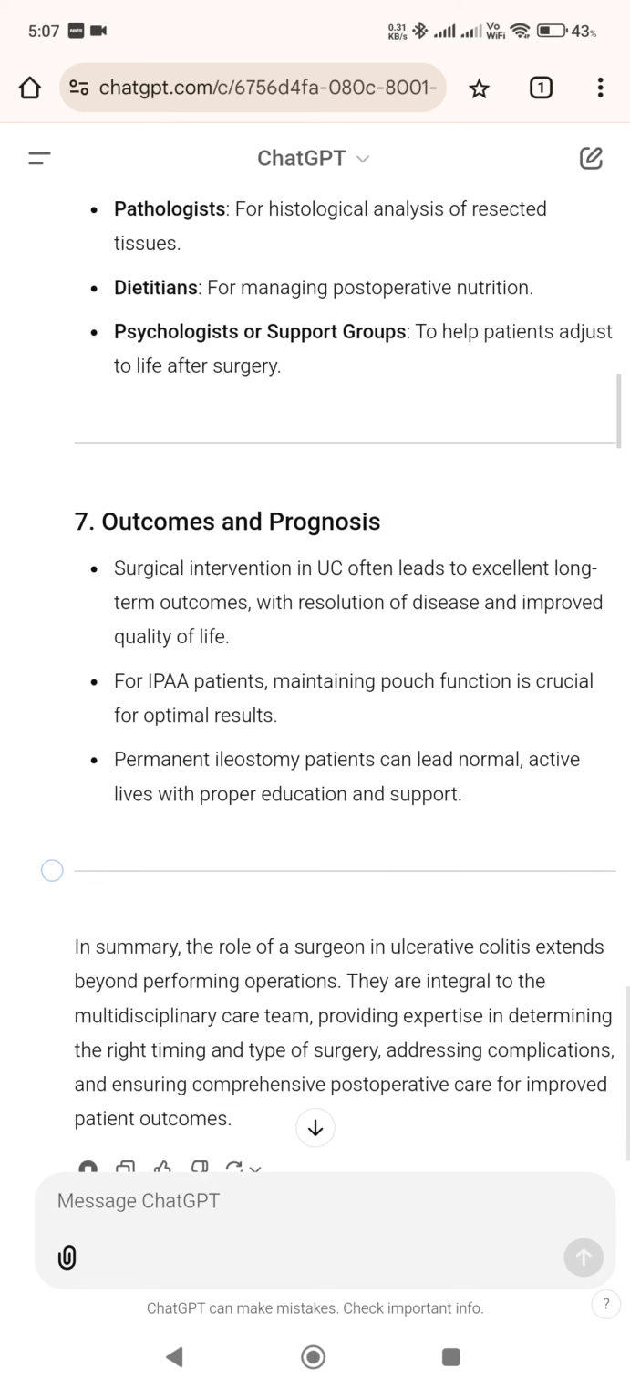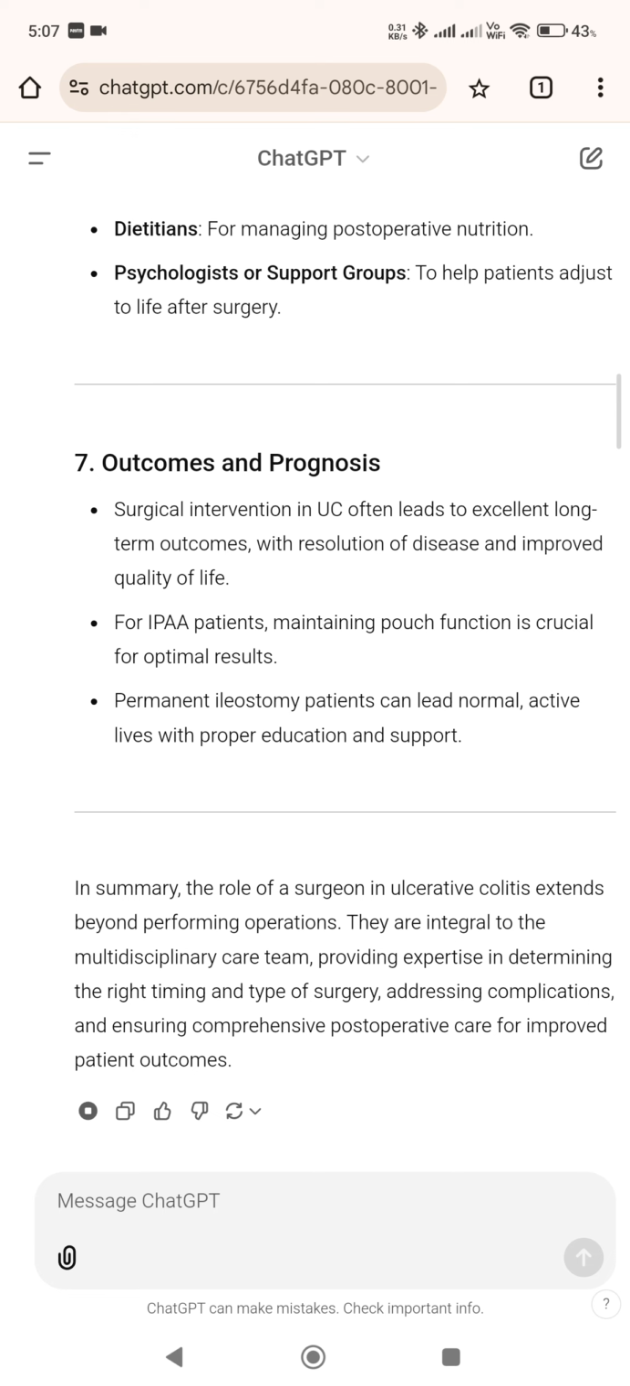In summary, the role of a surgeon in ulcerative colitis extends beyond performing operations. They are integral to the multidisciplinary care team, providing expertise in determining the right timing and type of surgery, addressing complications, and ensuring comprehensive postoperative care for improved patient outcomes.